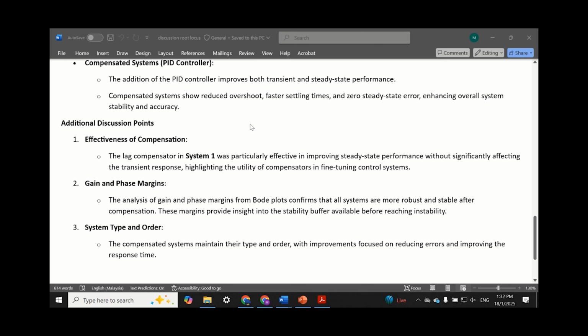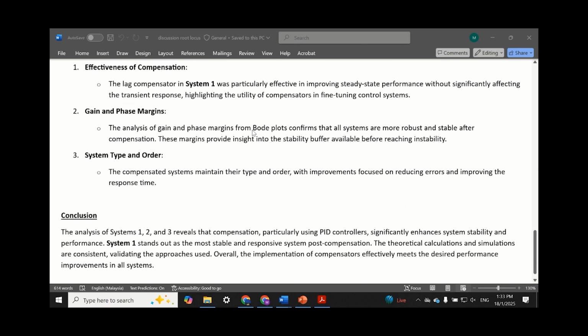The lag compensator in System 1 was particularly effective in improving steady-state performance without significantly affecting the transient response, highlighting the utility of compensators in fine-tuning control systems. The analysis of gain and phase margin from both plots confirms that all systems are more robust and stable after compensation. This margin provides insight into the stability buffer available before reaching instability. The compensated systems maintain their type and order, with improvement focused on reducing errors and improving the response time.